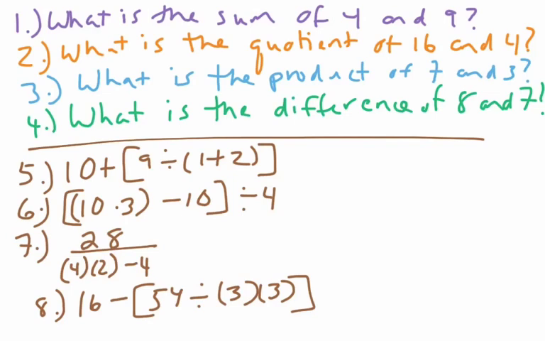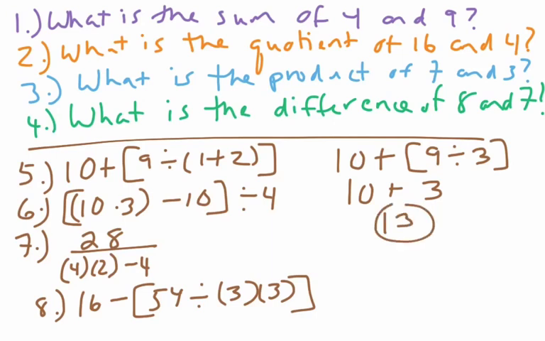So for the first one, you've got 10 plus 9 divided by 1 plus 2. And remember, you start with the innermost grouping symbols. So the innermost grouping symbol is the 1 plus 2, so that's going to give you a 3. And then 9 divided by 3 is 3, and 10 plus 3 is 13.